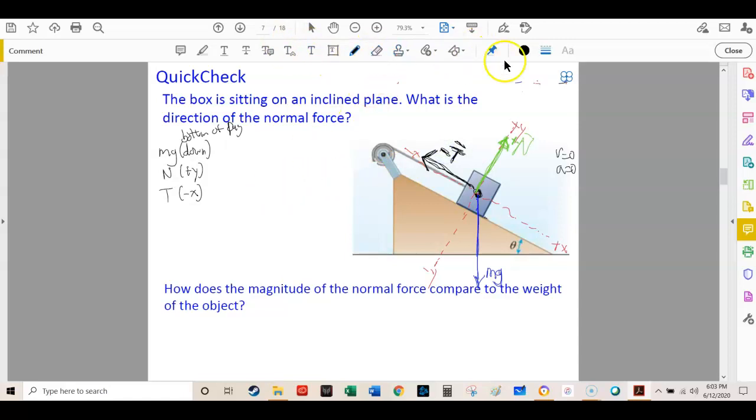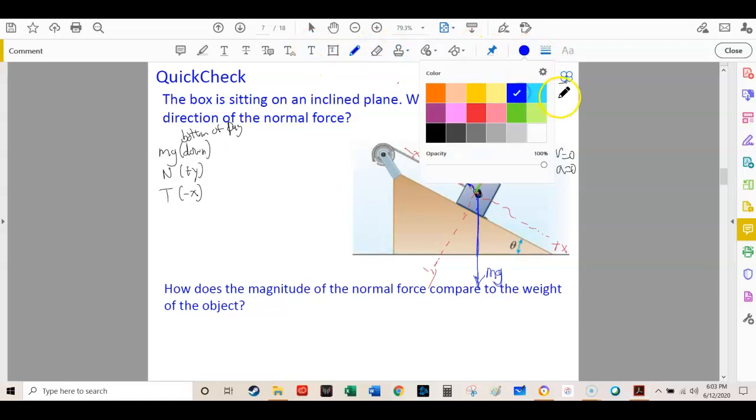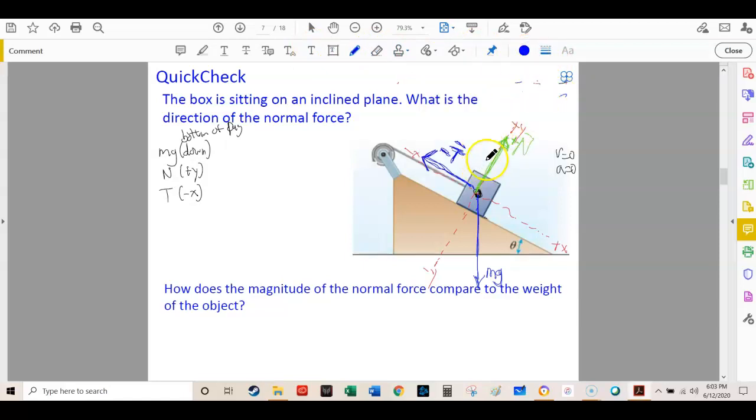Now this mg force has to be broken up for the coordinate system. So what we're going to have to do is break this up into up and down and left and right. Basically I'm going to have to use this angle theta to help me with that. And what you're going to find out is that angle theta is this angle theta right here.